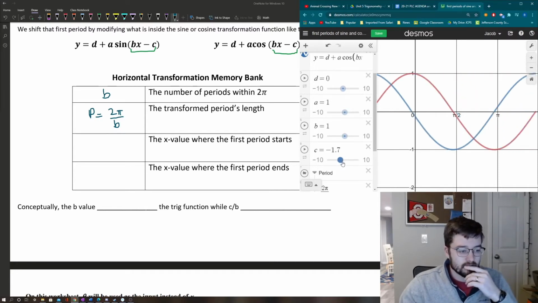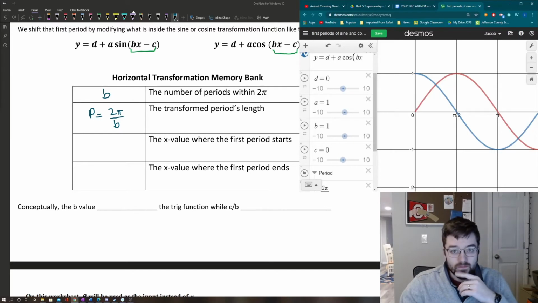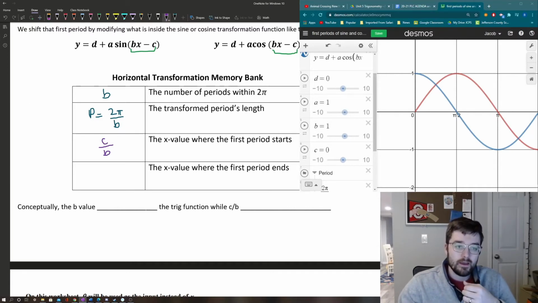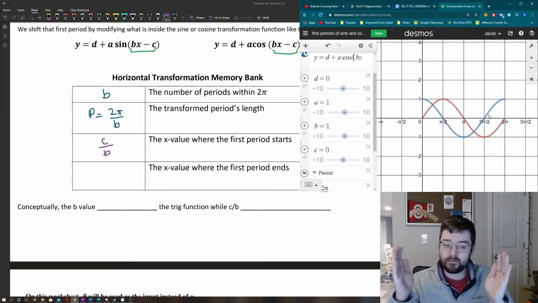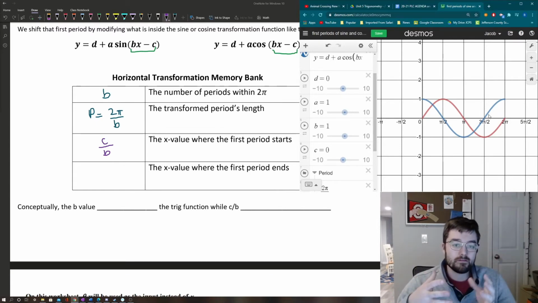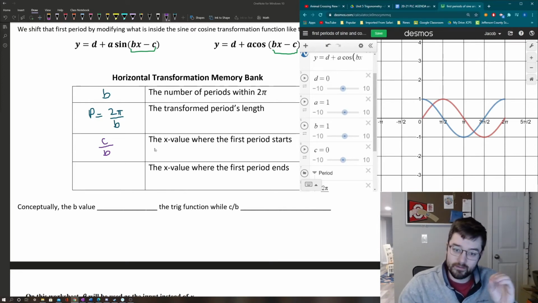Well, C shifts things, so C is going to influence how our period is shifted left and right by using C divided by B. Because B represents the length of the period, C directly relates to it. So we need to use B as well in this indicator for where the first period starts. So we use C divided by B.